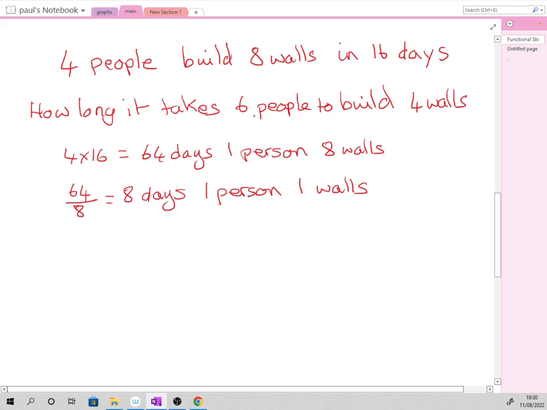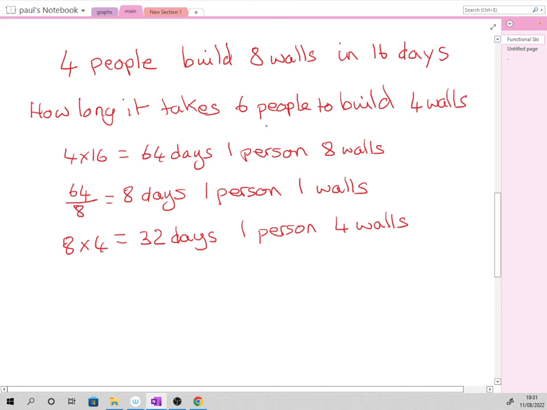Now, we've got 6 people now, and we want to build 4 walls. So let's find out how long it takes one person to build 4 walls. So we take the number of days involved in building a wall, we multiply that by 4, and we say it takes 32 days for one person to build 4 walls.